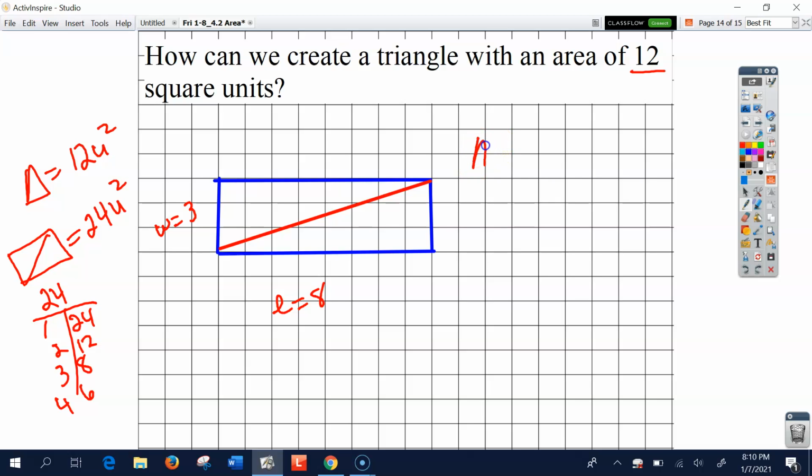Well, let's test the formula. Area equals length times width divided by 2. So my length of my rectangle was 8 times 3 divided by 2. 24 divided by 2 equals 12 square units. Cool. That's it. All I had to do was think about if I'm trying to make a triangle, I just need to double it and figure out the dimensions for a rectangle. Okay, good luck.